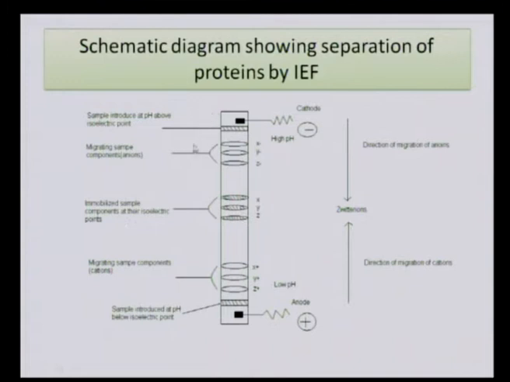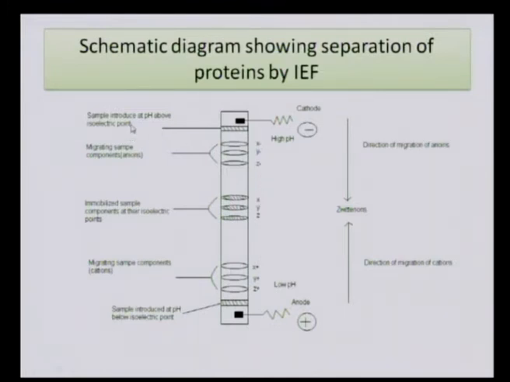What we are trying to convey here is that when performing isoelectric focusing, we introduce the sample towards the low pH as well as the high pH. For example, at low pH, because of more protons, these proteins will get a positive charge. And as we know, positive ions generally move towards the cathode. That's why on the right side we are showing the direction of migration of cations. These positive ions will move towards the cathode.